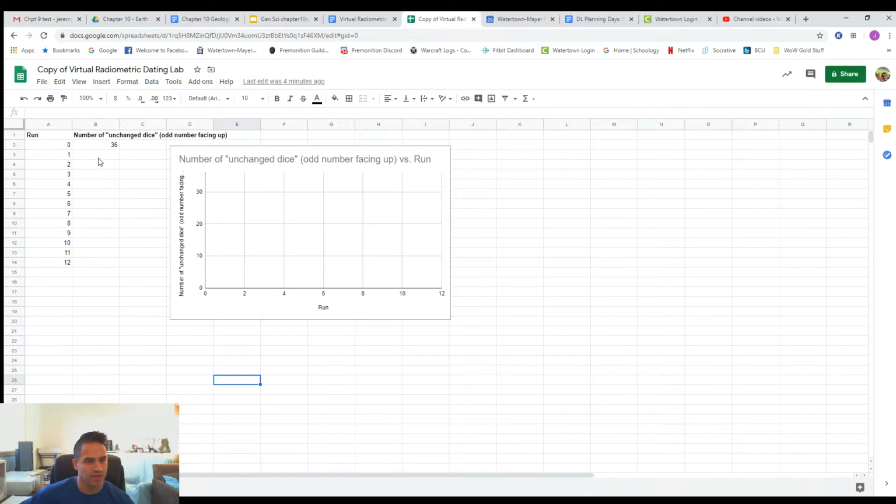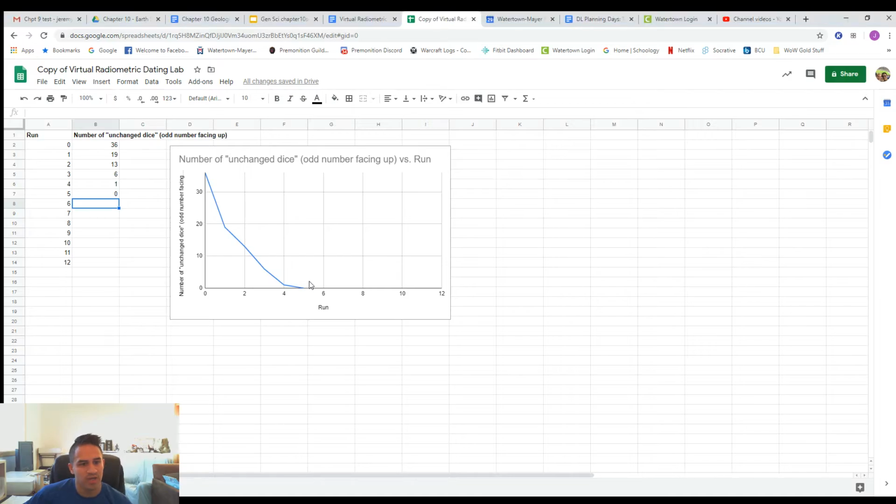On our data table, in run number 1, we had 19. In run number 2, we had 13. In run number 3, we had 6. In run number 4, we had 1. And in run number 5, we had 0. Now it's going to make a graph here automatically for you.